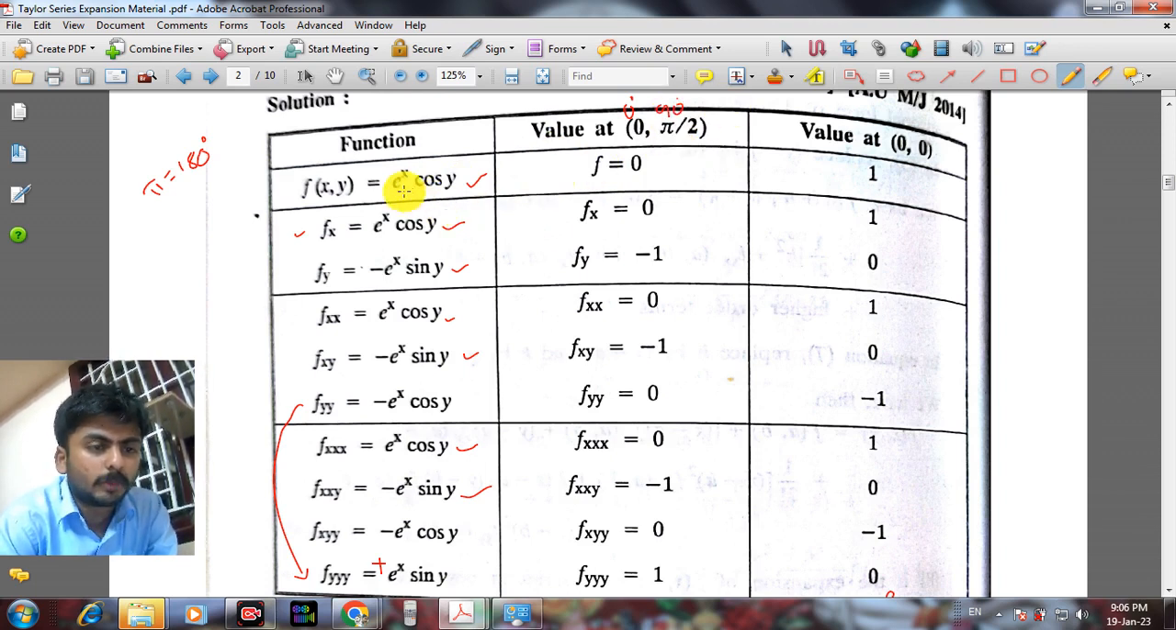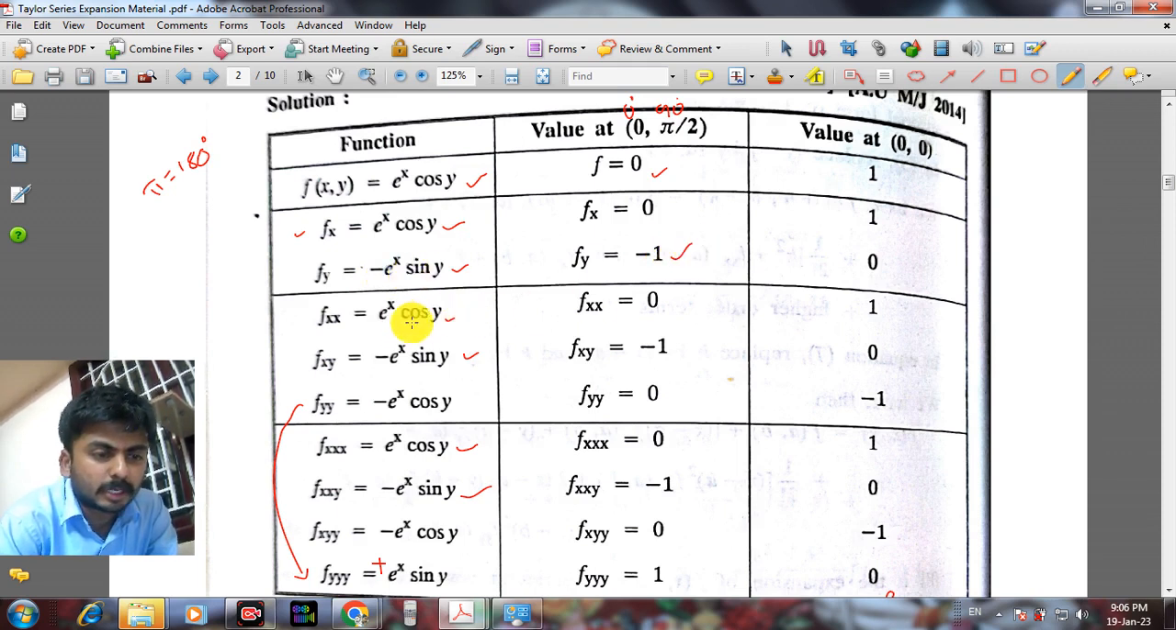Okay, so we have to substitute. Here when I substitute x equal to 0, since x deals with the normal point, it is not an angle, so it is e power 0. E power 0 is 1, and cos pi by 2, that is cos 90, is 0. So 1 into 0 is 0. Then minus e power x sin y: sin 90 is 1, and e power 0 is 1, anything power 0 is 1. So minus 1 into 1, you get minus 1.